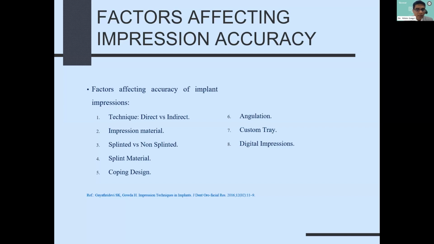Splinted always preferred. Splint material, we have a few, but the best would be to go with the pattern resin. The coping design, again, if the company has a good design on the coping, as I said, the geometry, the positioning of the coping back into the impression becomes easier as it can fit only in one particular format. Angulation of your implant again is very important. If it's highly angulated more than 15 degree, then you need to have probably a custom tray or an open tray impression. And lastly, the digital impressions, which we will definitely be giving you a small information about.